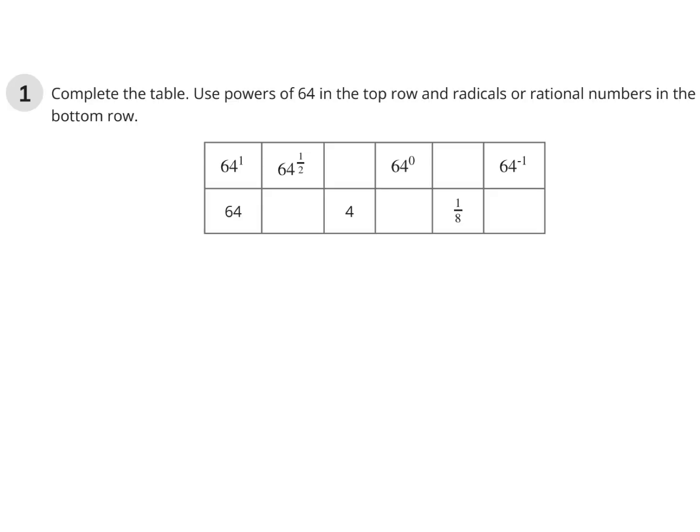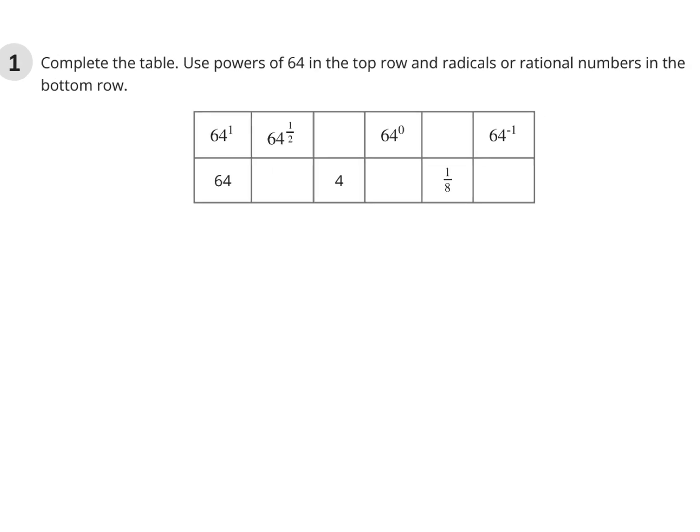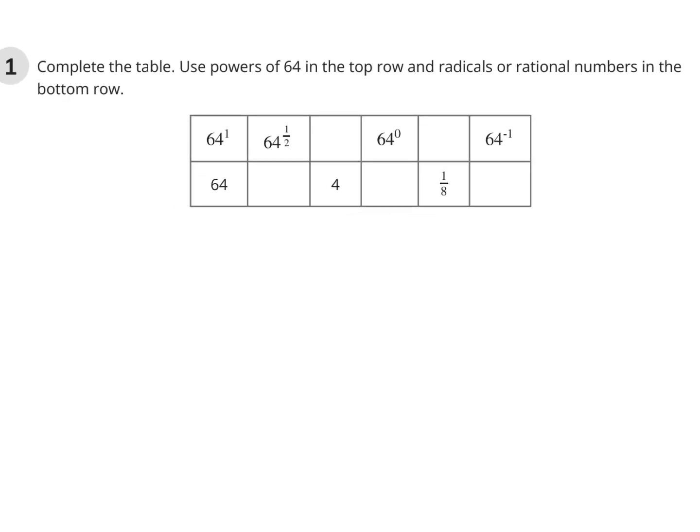Okay, complete the table. Use powers of 64 in the top row and radicals or rational numbers in the bottom row. Okay, so 64 to the 1/2 power is the square root of 64, which is 8. Now, how do we get to 4? We take the cube root of 64, because the cube root of 64 is 4.